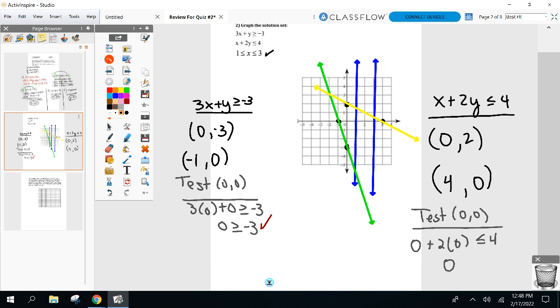Yes. 0 is indeed less than 4. So where am I going to shade here? Below that last line or above it? Below. And do we see where the shaded region has to be? Do not put an S outside those vertical lines. It's right here.